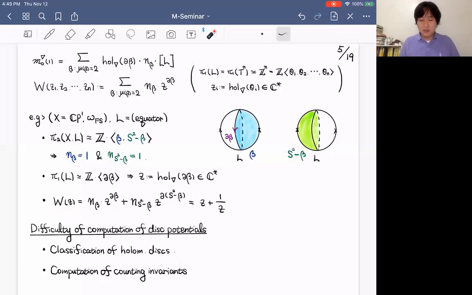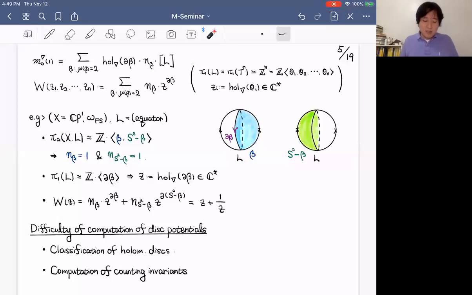Then the potential function should consist of two terms because there are two Maslov index two disks. So m beta here, and then here. I'll write down the expression here, and this one is 1 and 1. Because we take this one as the basis, this one is just 1 times this one, so we get the z, and this one has a negative 1. So the superpotential of the equator in CP1 would be z plus 1 over z in this case.